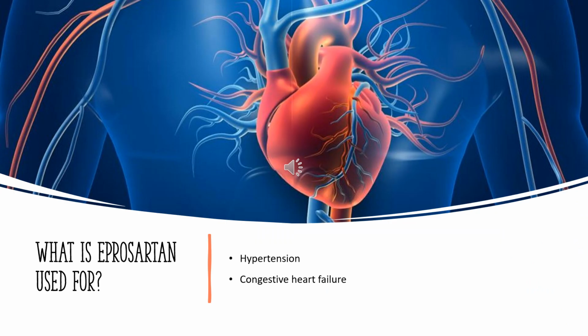What is Eprosartan used for? For the management of hypertension alone or in combination with other classes of antihypertensive agents. Also used as a first-line agent in the treatment of diabetic nephropathy, as well as a second-line agent in the treatment of congestive heart failure, only in those intolerant of ACE inhibitors.